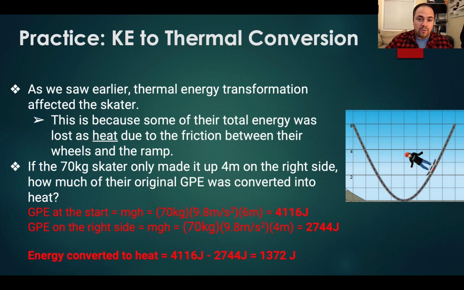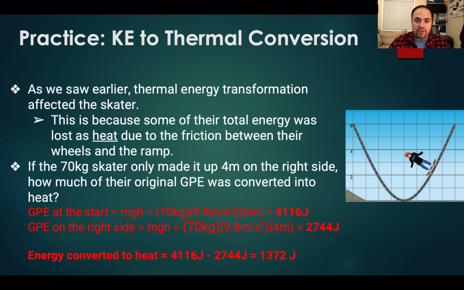Now, if you weren't sure how to approach this, think about it this way. If there were no thermal energy transformation, the skater would have started at 6 meters on the left side, went all the way down, and made it up to 6 meters on the right side as well, and they would have kept doing this over and over. Because there was thermal energy transformation, some of the gravitational potential energy that was converted to kinetic energy as they moved down the ramp was also converted into thermal energy. And so they didn't have enough energy once they got to this point to go any further.